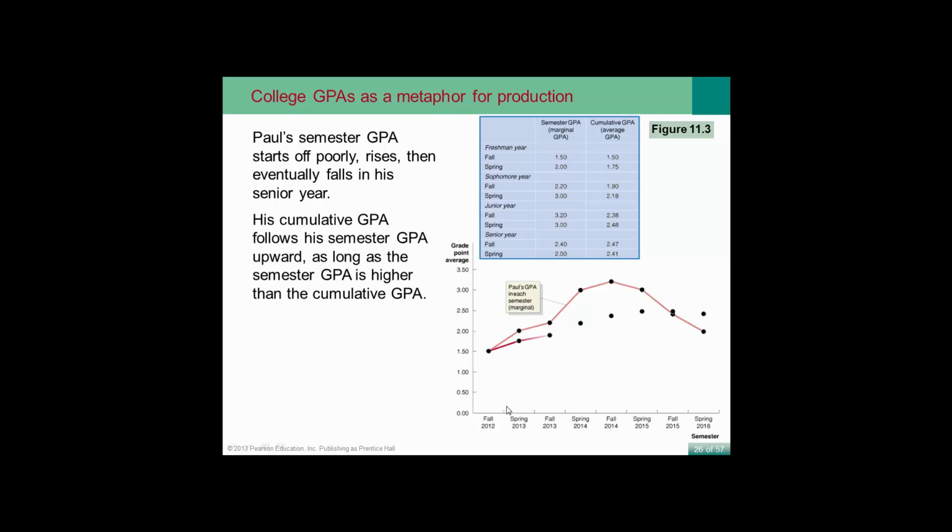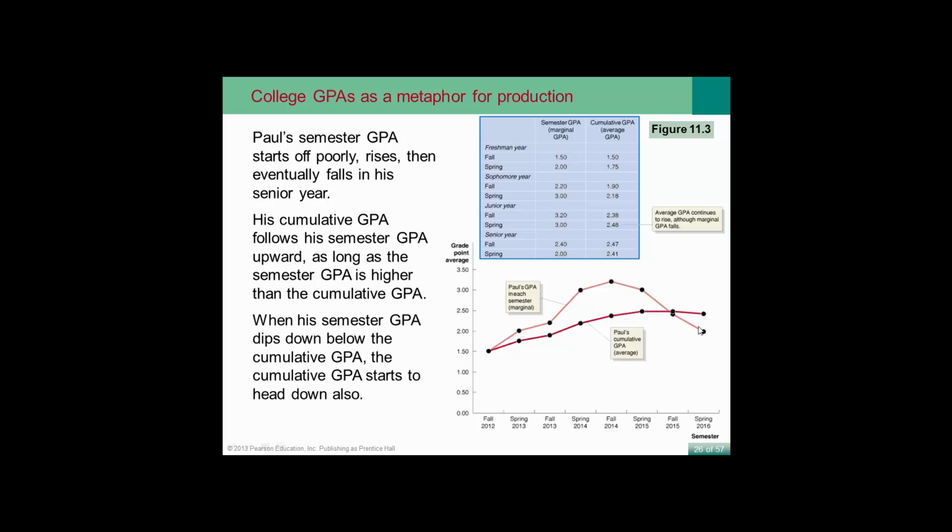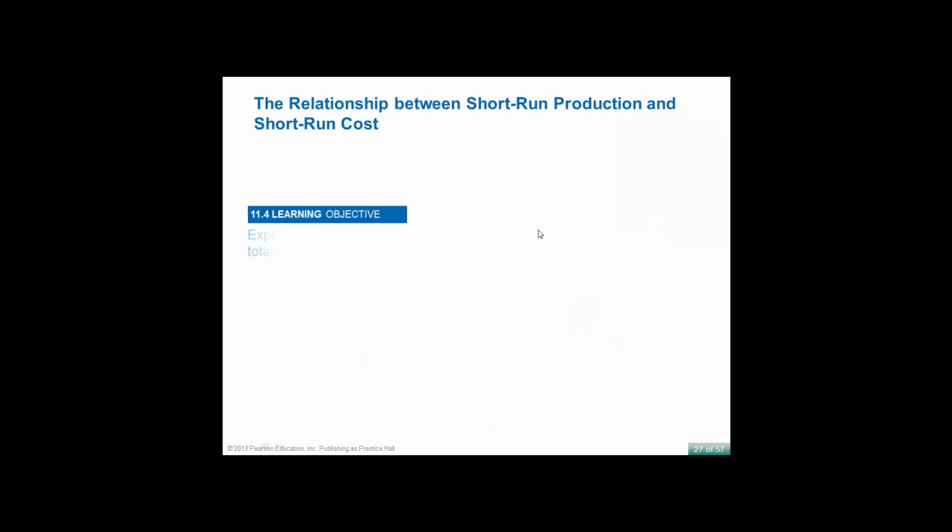His cumulative GPA continues to rise all the way into the point where his marginal GPA is below the average, and it starts to bring down the average. You can see right here, it's starting to bring down the average. If it continues to go down, the average will continue to go down.